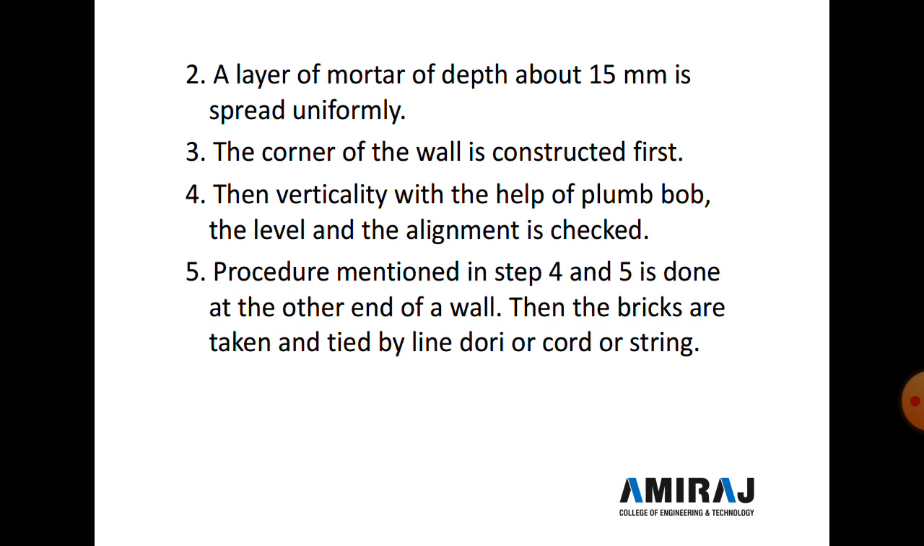The third point is that the corner of the wall is constructed first, and for this purpose one brick is laid first on the mortar at the corner and pressed with a hand. Next, vertically with the help of the plumb bob, the level and the alignment are checked, and if the bricks are not level, they are brought to level by pressing gently further. Now the procedure mentioned in step 4 and step 5 is done at the other end of the wall.